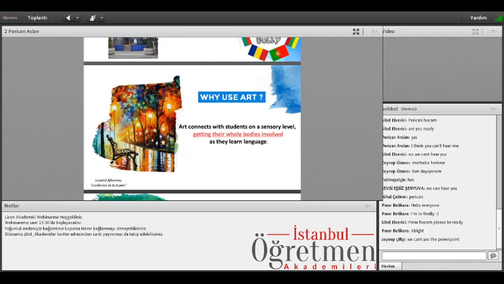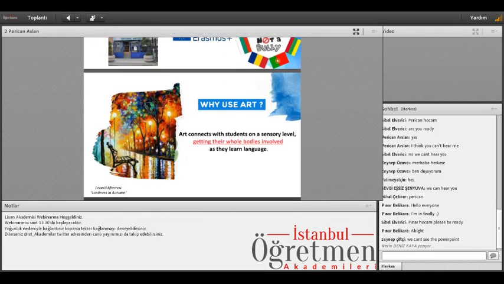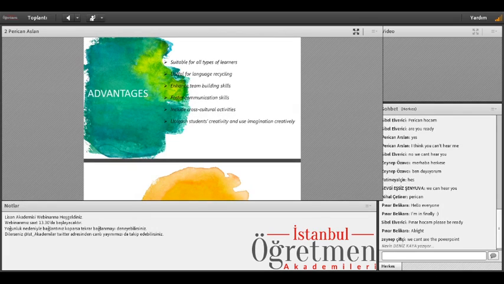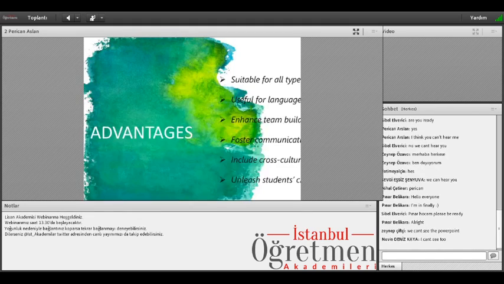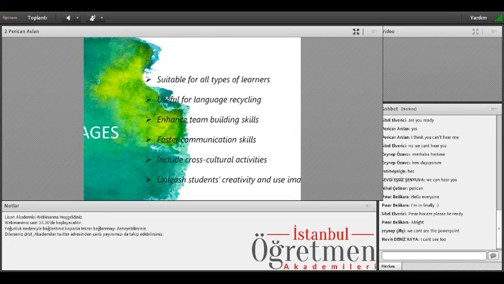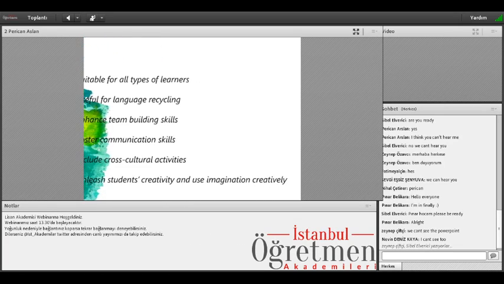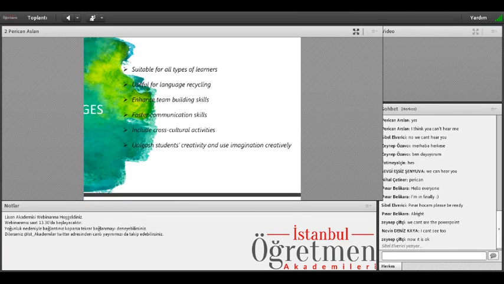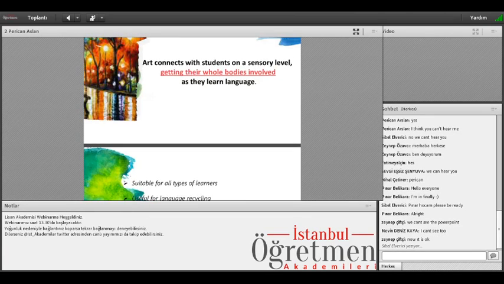And here are some advantages. It is suitable for all types of learners, useful for language recycling, enhances team building skills, fosters communication skills, includes cross-cultural activities, unleashes students' creativity and uses imagination creatively.